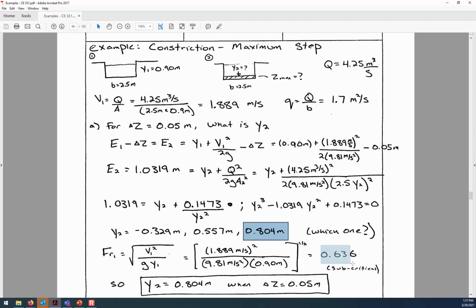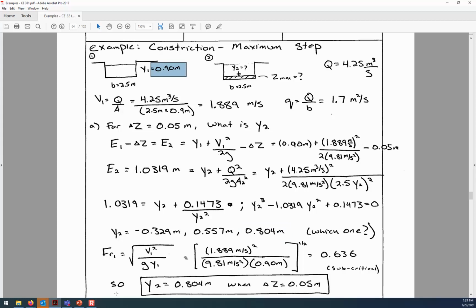So here we had a Froude number less than 1, and so that means we choose this deeper downstream depth. And so when we have that step up of 0.05, then that's going to reduce the flow depth to 0.804 meters. So the original depth was 0.9 meters, and encountering the obstruction means that the water gets shallower to jump over.